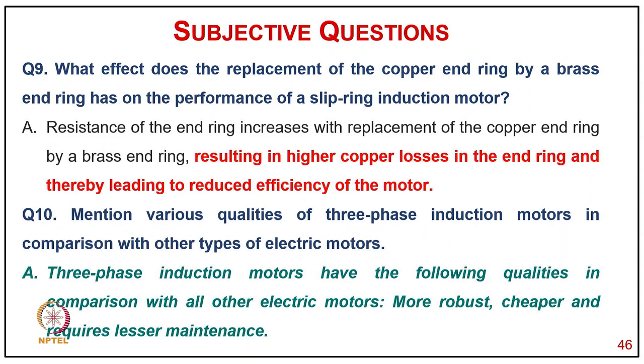What is the effect of the replacement of copper end ring by brass end ring on the performance of a squirrel cage motor? Resistance of the end ring increases with the replacement of copper by brass, resulting in a higher winding loss in the end ring and thereby reducing the efficiency of the motor.